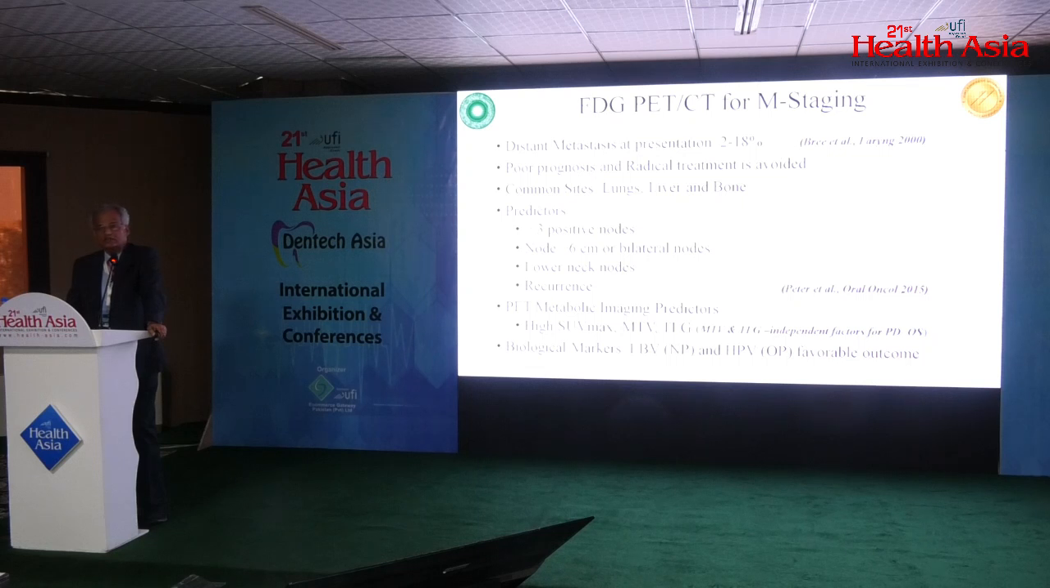As we know, distant metastasis in head and neck cancer is not very uncommon at the time of presentation, seen in about 2 to 18% of cases. But once it is there, it is an indicator of poor prognosis, and usually radical treatment is avoided. The common sites of distant metastasis are lung, liver, and bone, and the predictors of distant metastasis are locally advanced nodal disease and also patients with recurrence.